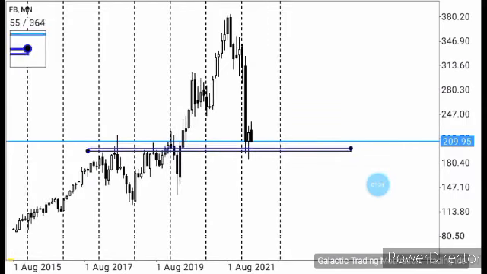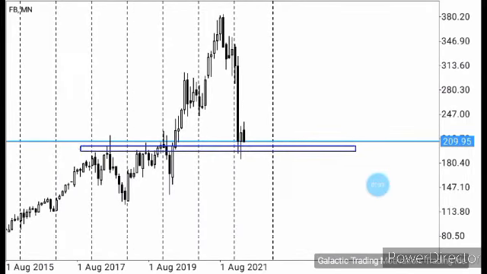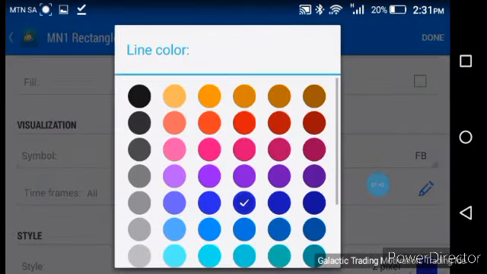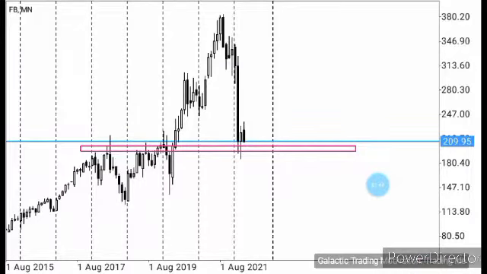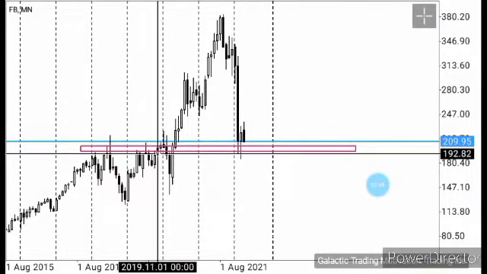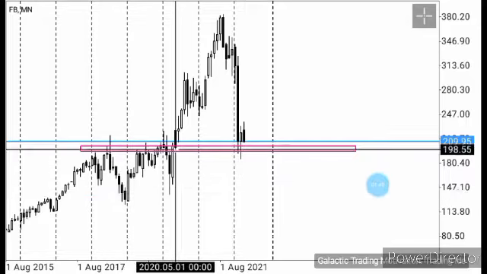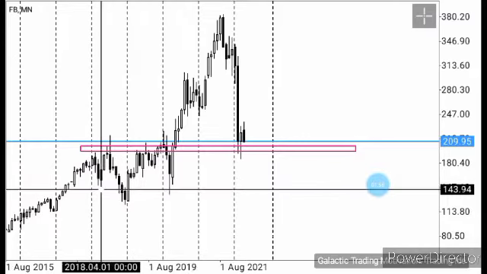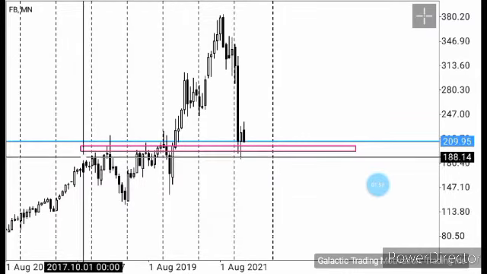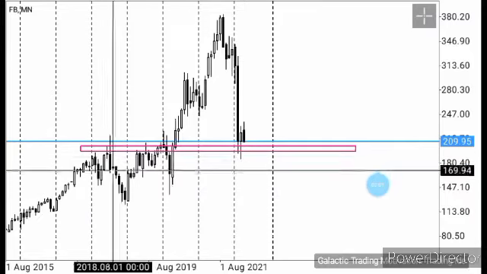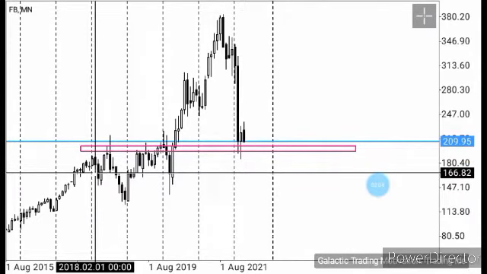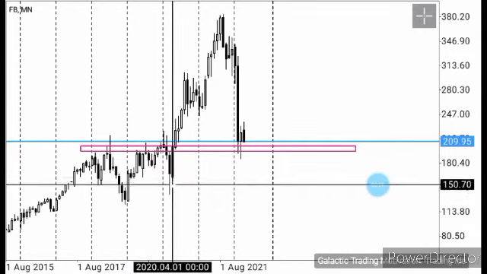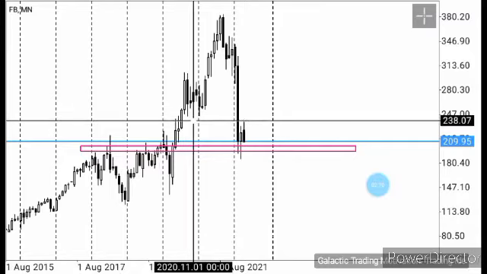Let me change the color of this neckline. I'll make it pink like this. So this would be the neckline of this W structure over here. Some of you may say that not only do we have a W structure, but we also have an inverted head and shoulders pattern, with this being the first shoulder, this being the head, and this point being the right-hand shoulder. Nonetheless, it is still a W formation as well.